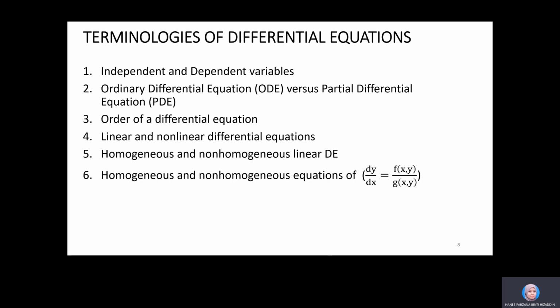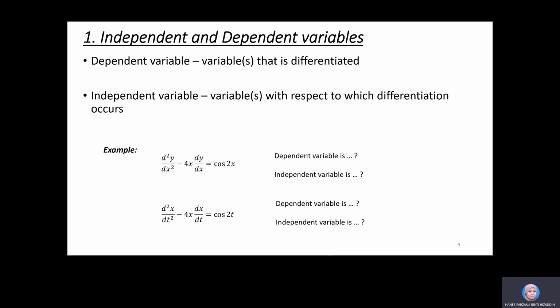Right, so next is the terminology of differential equations. These are the things that you need to be well versed in, so we'll go through them one by one. There are 6 terms that you need to be familiar with and know what they mean. The first one is for you to be able to identify and define what is independent and what is dependent variable. The dependent variable is the variable or variables that are differentiated, whereas the independent variable is the variable or variables with respect to which differentiation occurs.